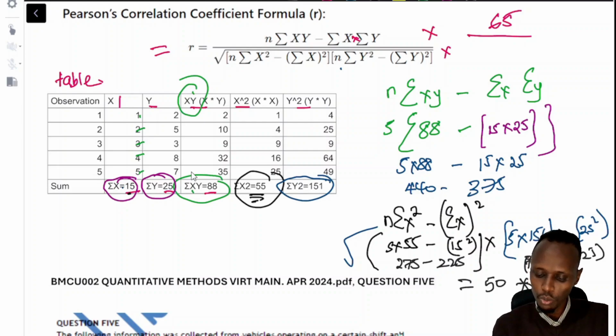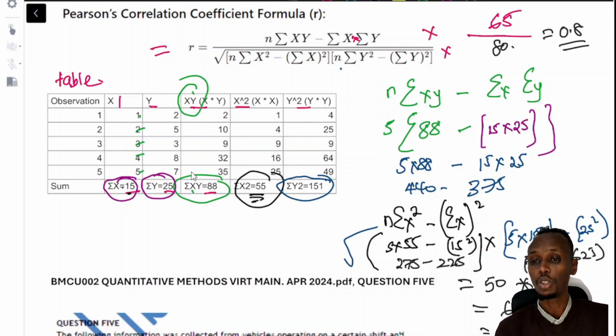This 130. So you multiply 65 times 50, 6500. So this is what you will square root: the square root of 6500. You will get about 80, since 80 times 80 is 6400. About 80 point something. So 65 divided by 80 will give you 0.8.